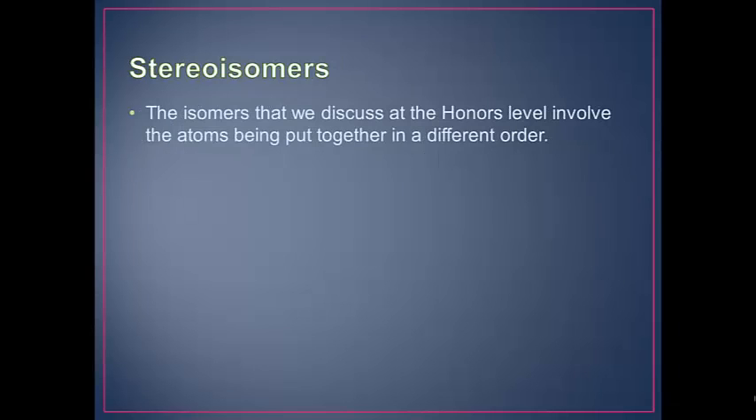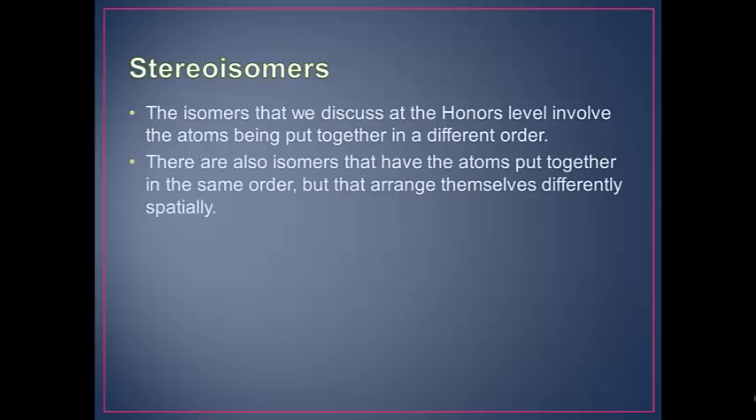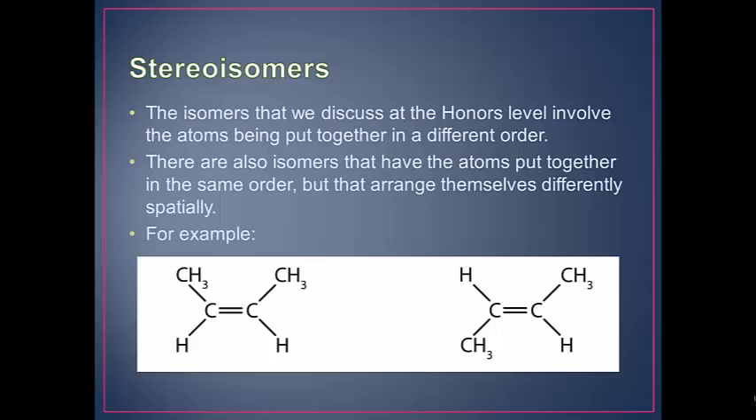Stereoisomers is the next thing. The isomers that we discussed at the honors level just involved atoms being put together in a different order. These have atoms put together in the same order, but that arrange themselves differently spatially. For example, if you look at these two, the 2 CH3 groups are kind of going off into the same plane in the first example, and on the other side they're kind of going one up and one down.